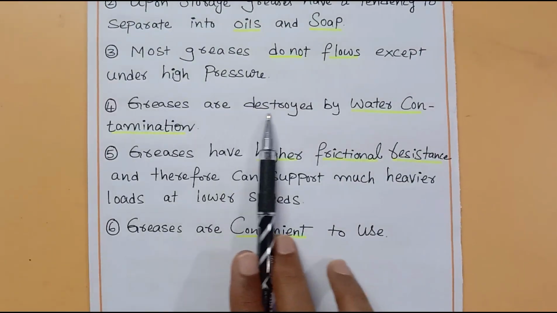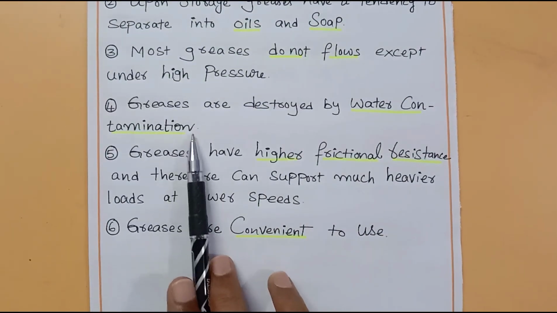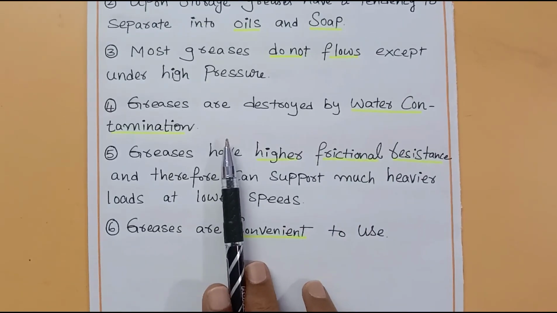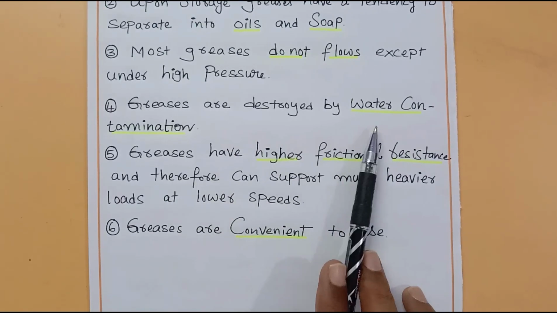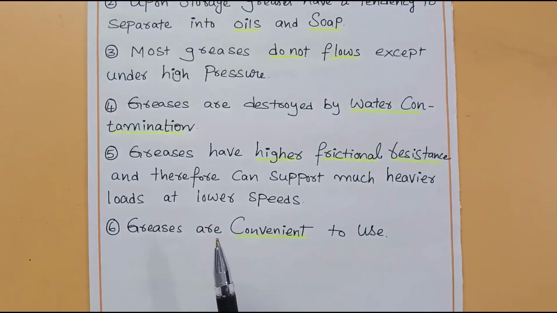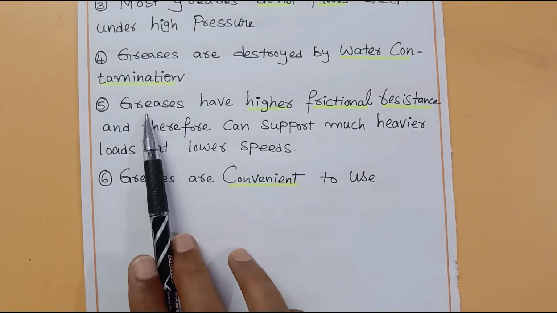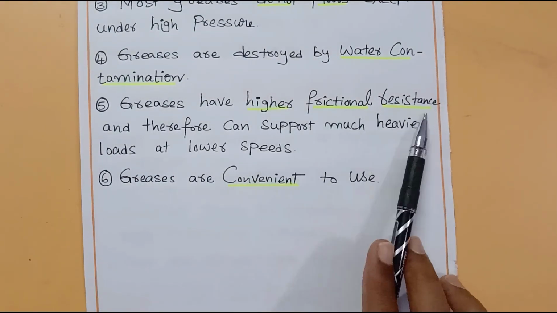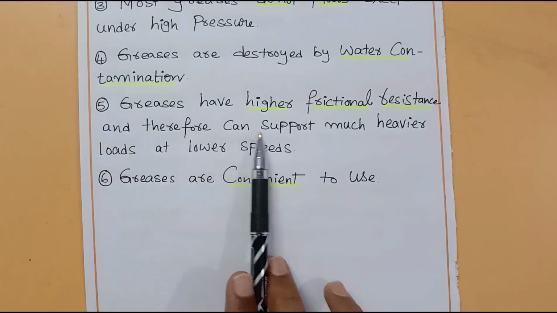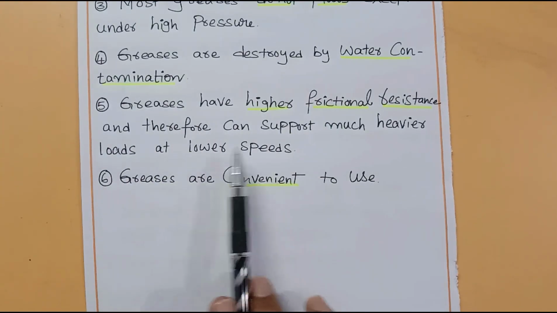Then greases are destroyed by water contamination. So this is a very important point. Most greases are not water resistant. They are destroyed by the presence of moisture or water. Then greases have high frictional resistance and therefore can support much heavier loads at lower speeds.